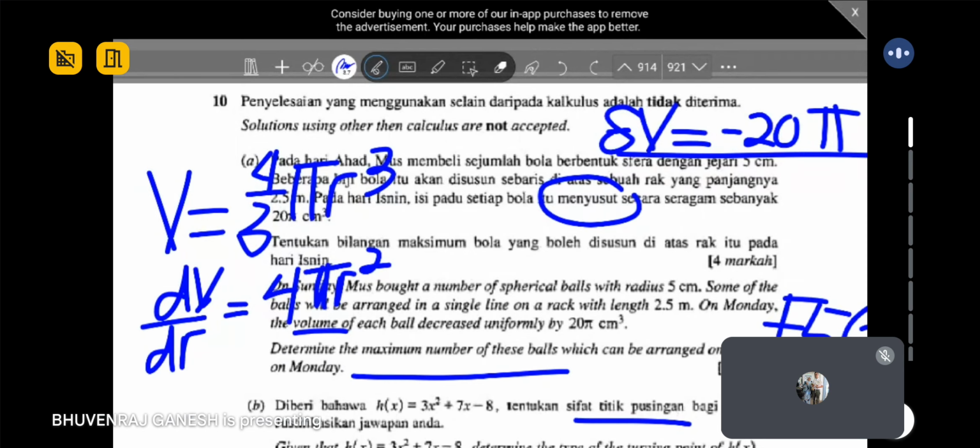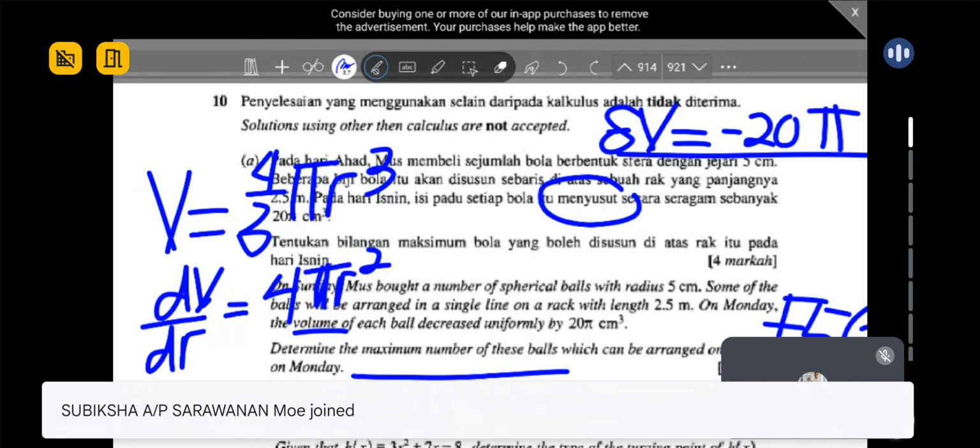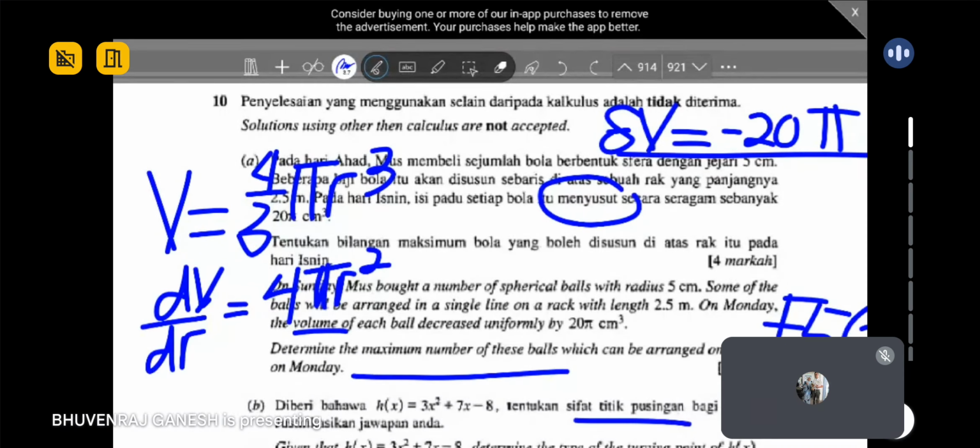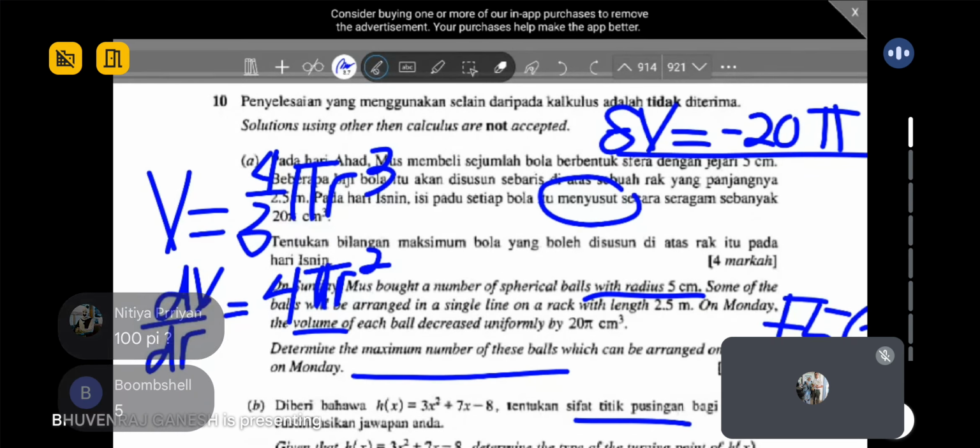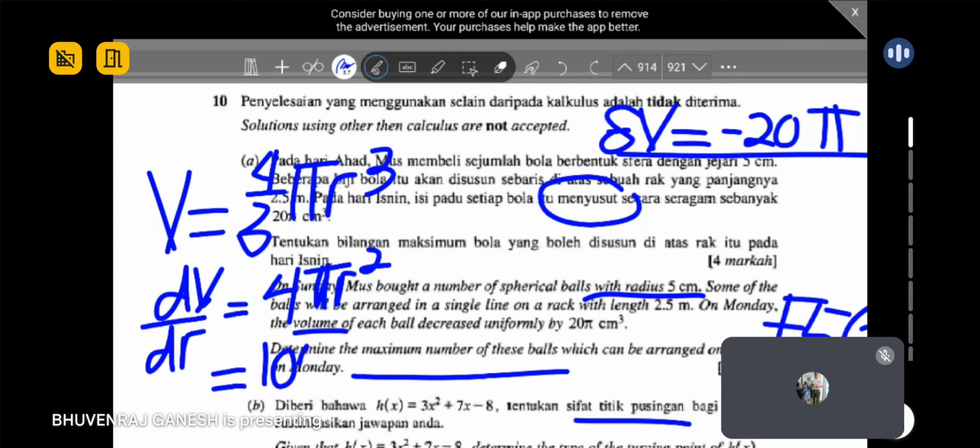So how, guys? May I know, how to get the r value here? Macam mana dapat nilai r? Anyone? Can think and see. So guys, very clear, right? Can you see here? Radius 5 cm. So you just substitute lah. R sama dengan 5. Just substitute only. So you will get 100 pi. Correct.